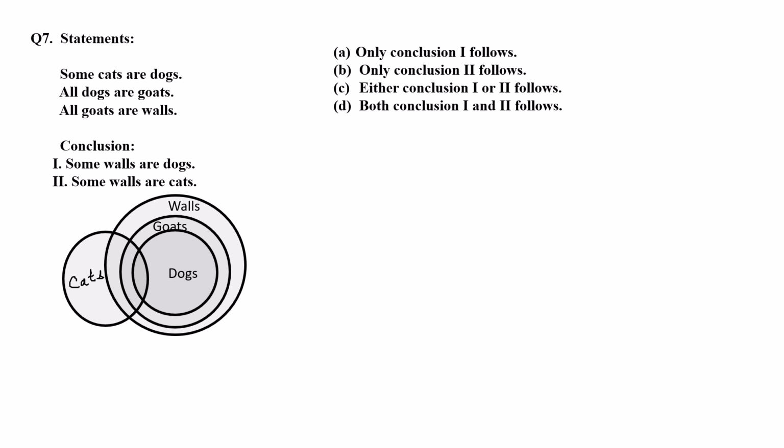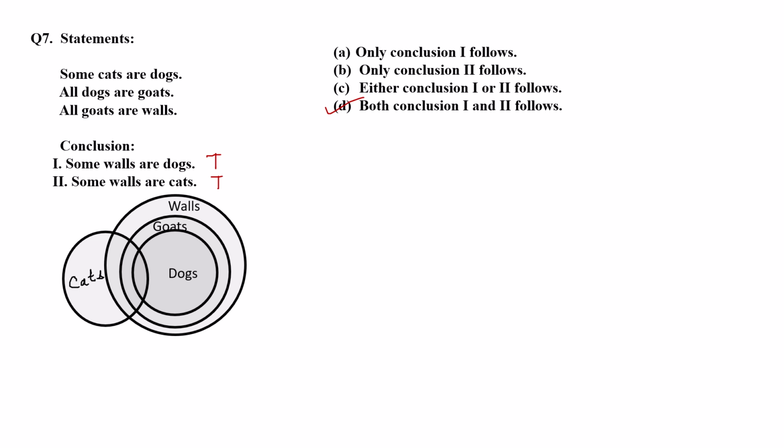Next is some walls are cats. So it is clear some walls are cats. They are intersecting, isn't it? So this also, the second, is also true. So from here I can say option D. Both conclusion 1 and 2 follow. Okay. So this is question number 7.